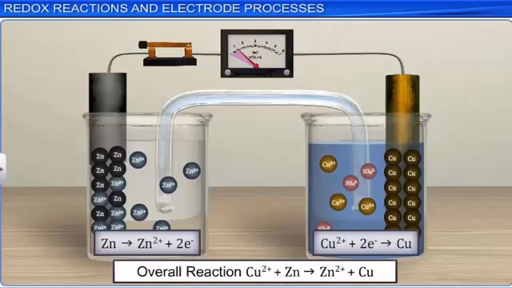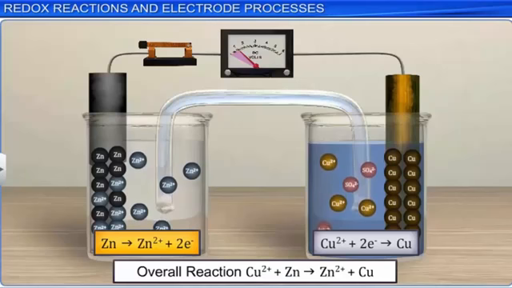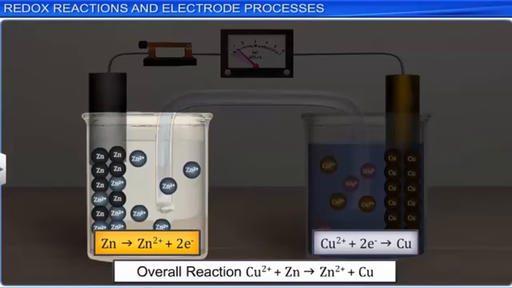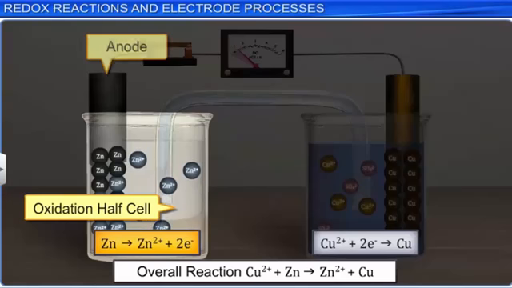The overall equation for the reaction is copper 2 plus ions react with zinc metal to form zinc 2 plus ions and copper. Note that Zn loses electrons and undergoes oxidation, and hence the beaker in which the zinc rod is immersed in zinc sulfate solution is called the oxidation half cell. The electrode at which oxidation takes place is called the anode.